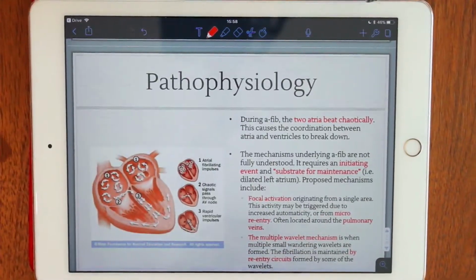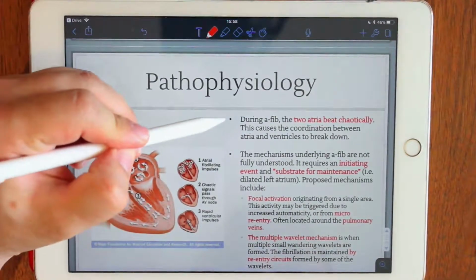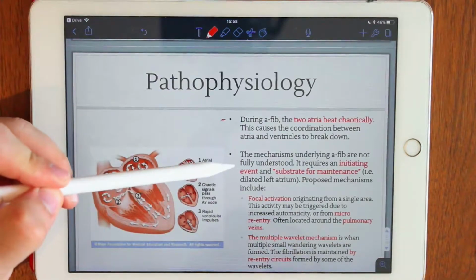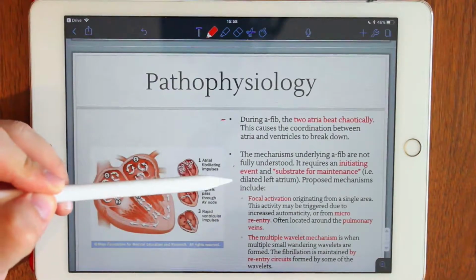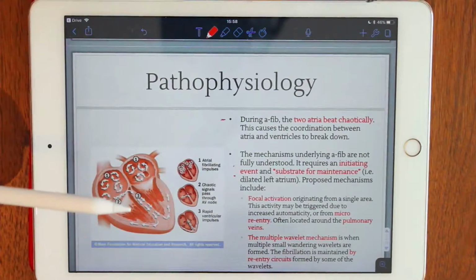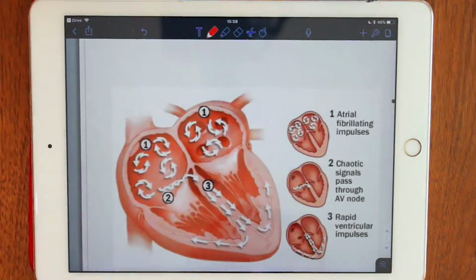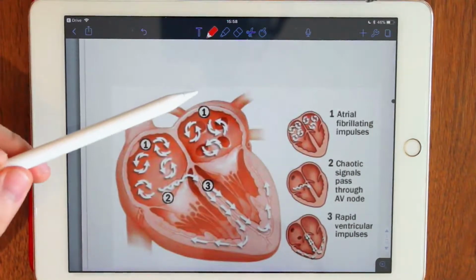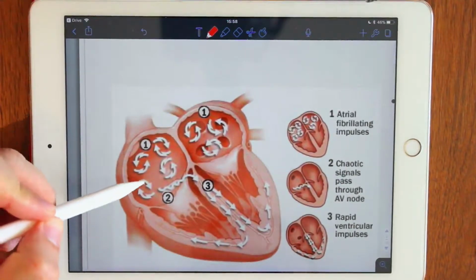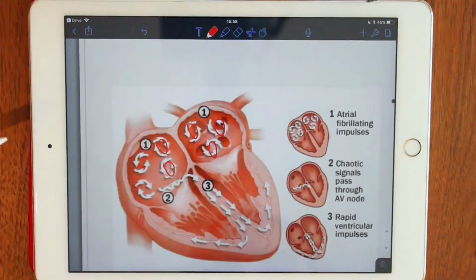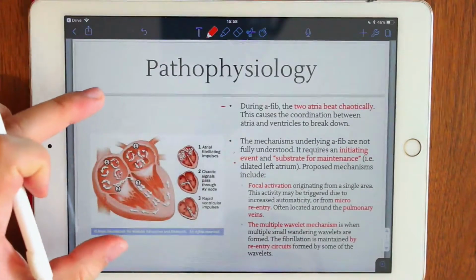So what's the pathophysiology of AFib? Importantly, the atria are beating chaotically. What causes AFib is sometimes a little bit misunderstood, but it always begins with an initiating event and is maintained by a certain feature of the heart, often a dilated left atrium. So either one or multiple foci inside the atria cause small re-entry circuits. But unlike a flutter, many places inside the atria are doing this all at the same time, which gives you that chaotic isoelectric baseline.